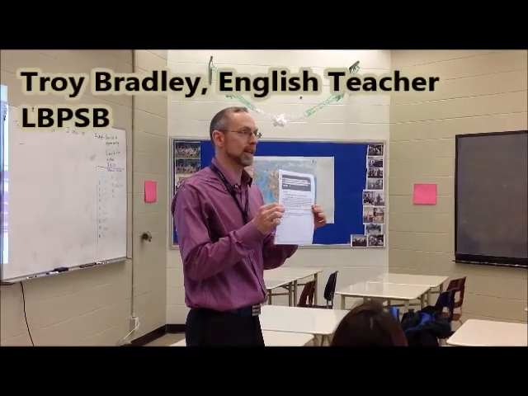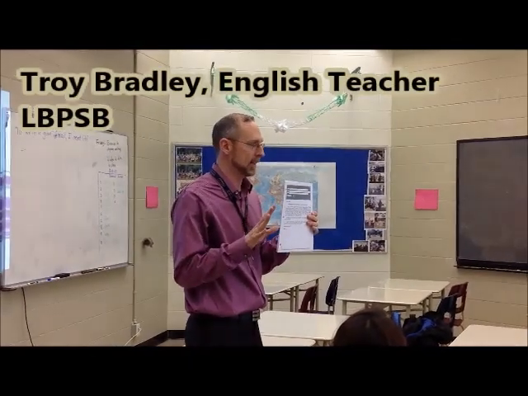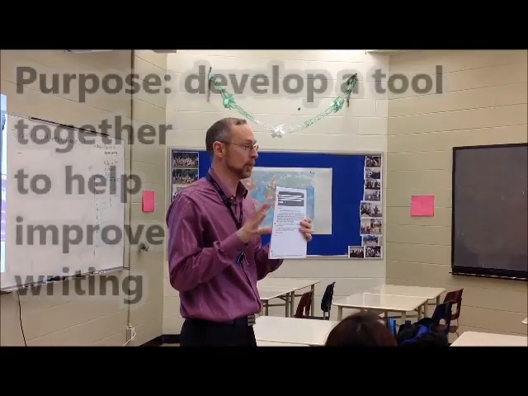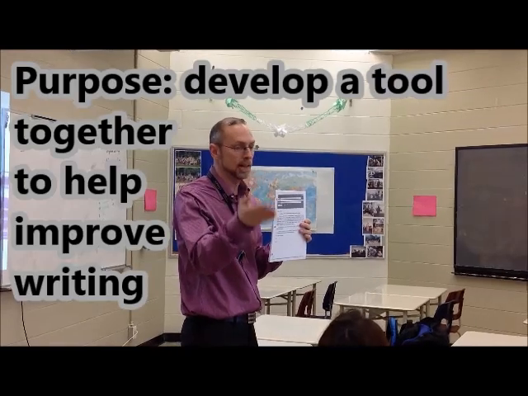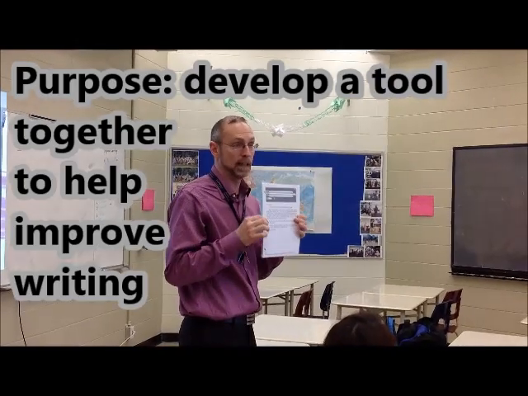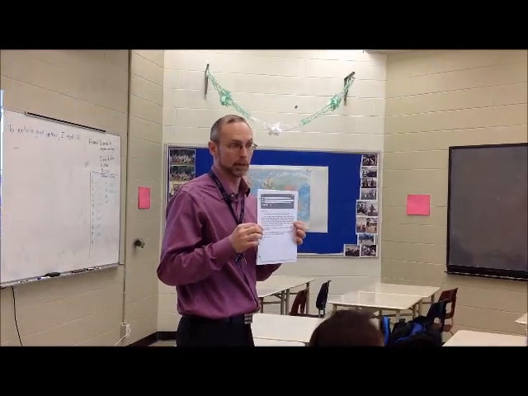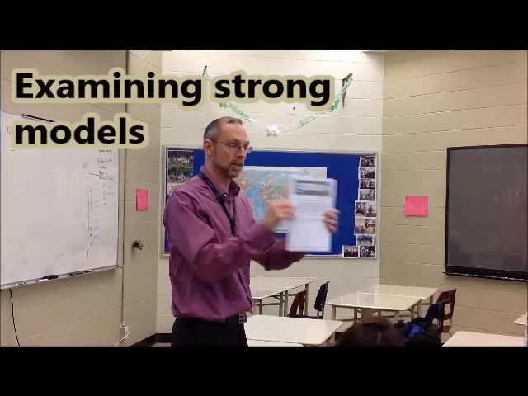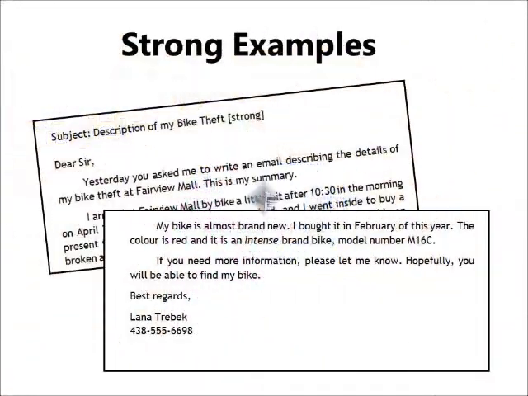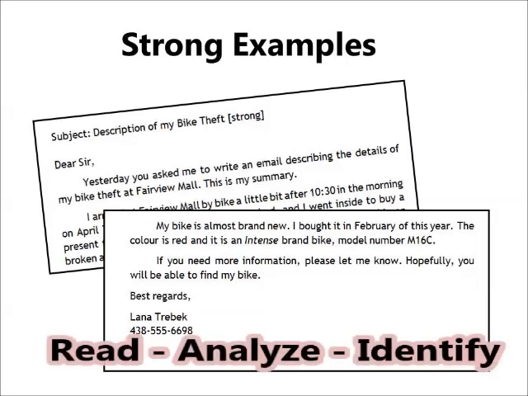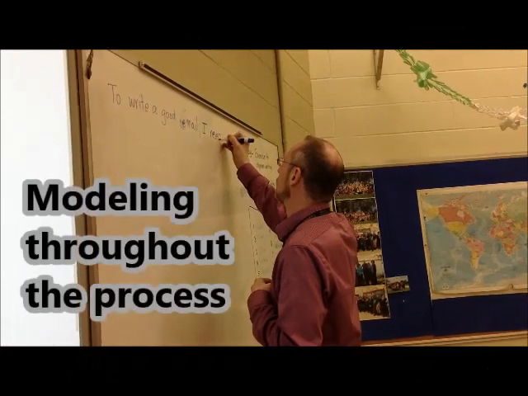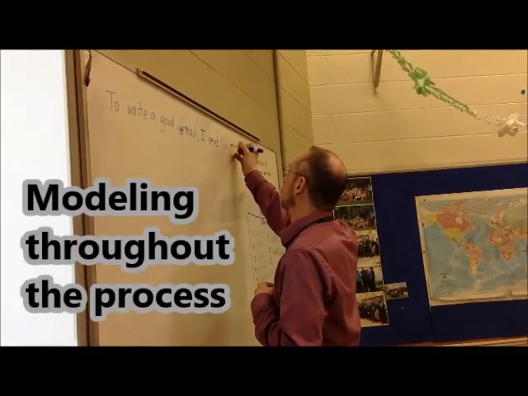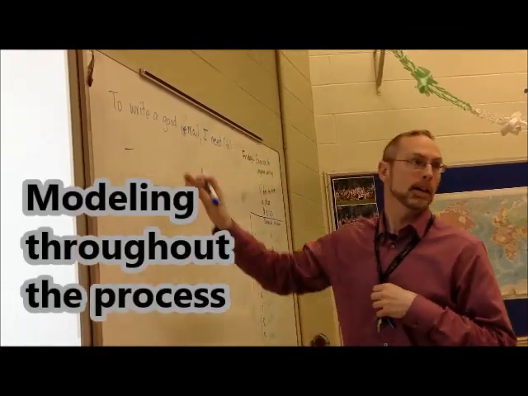I started off just by explaining the purpose of the process, which was to develop a tool to improve their writing, and that the process would become clearer to them as we move further through the steps. So I started off by explaining to them that I was going to give them examples of an email, two good examples where things were done properly, and they needed to read through them and find out what was done properly in those emails. So I wrote a sentence on the board: to write a proper email, I need, or I need to, and they would have to try and fill in the sentence.